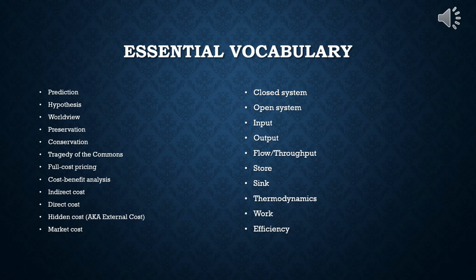Here is a list of essential vocabulary that you need in order to understand the contents of this unit. This essential vocabulary is broken down into the major components that you need for understanding the scientific method, the ways in which we make environmental decisions, and what systems look like. So you should be familiar with the difference between a prediction and a hypothesis, be able to explain what a worldview is, and identify them. Talk about the differences between preservation and conservation. Describe the idea of the tragedy of the commons and give examples.